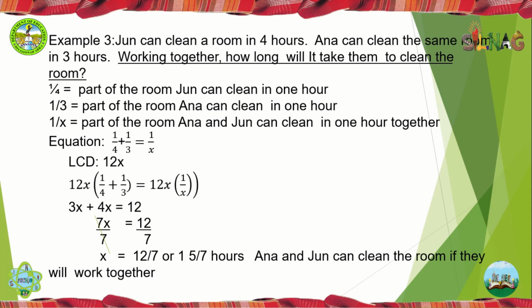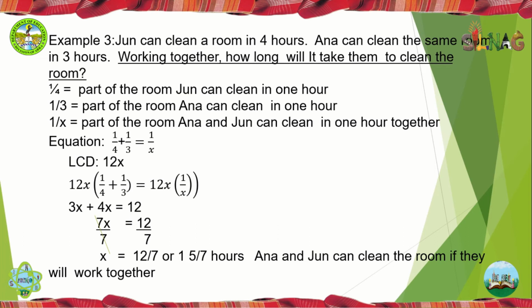So the equation now: you have to formulate the equation by translating the underlined statement into an equation. Working together, how long will it take them to clean the room? So we have the part of the room June can clean in 1 hour plus the part of the room Anna can clean in 1 hour is equal to the part of the room Anna and June can clean in 1 hour together. So we have 1/4 plus 1/3 is equal to 1 over X.